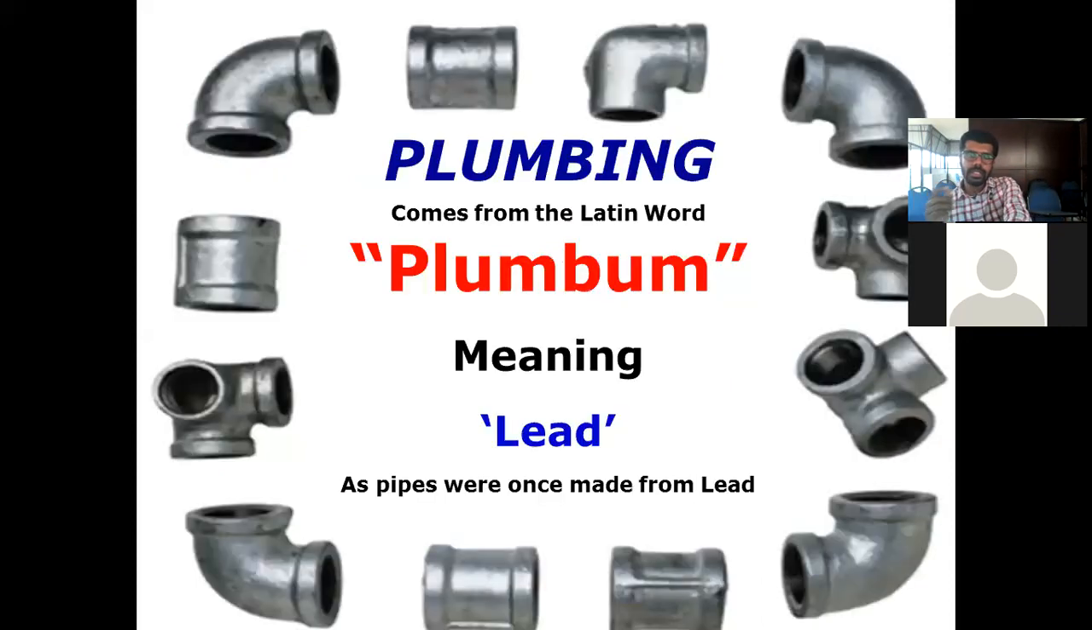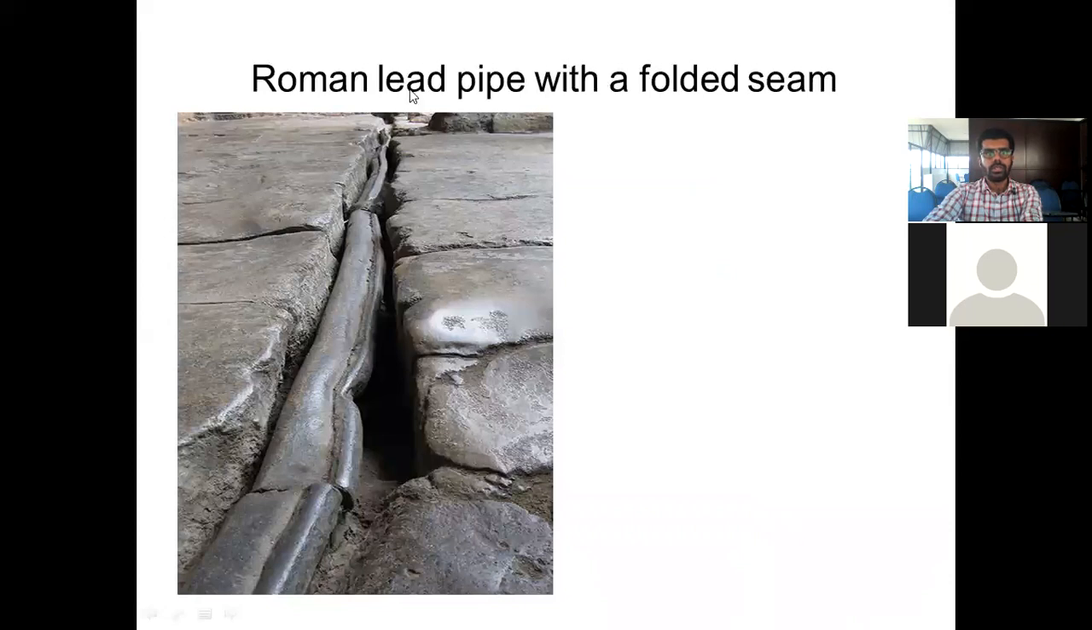Okay, so just a small idea. Plumbing comes from the Latin word plumbum, meaning lead. Because in initial days, these pipes were once made from lead. That's why we got the name plumbing, from the word plumber. Okay, this is just for your information. So this was the all Roman lead pipe with the fall and seal. All pipes of it, nearly all pipes.